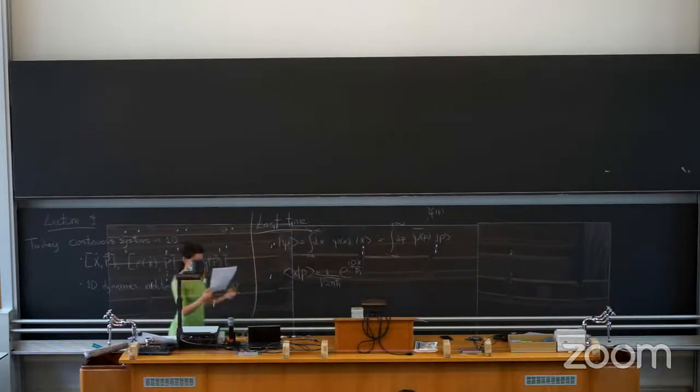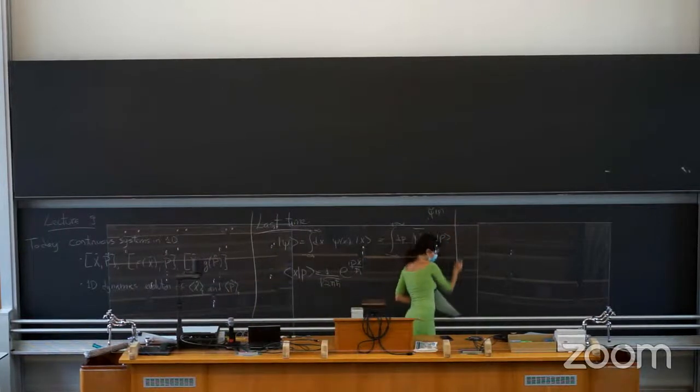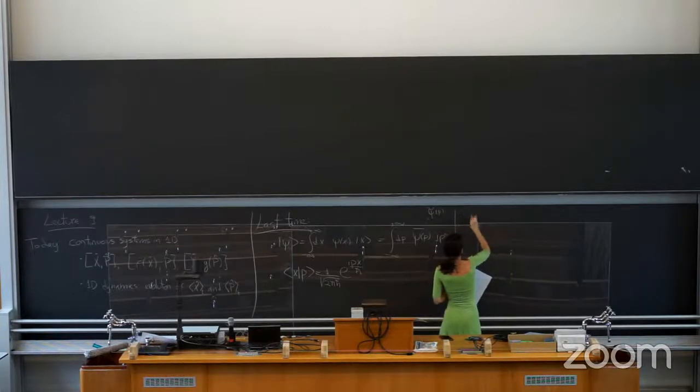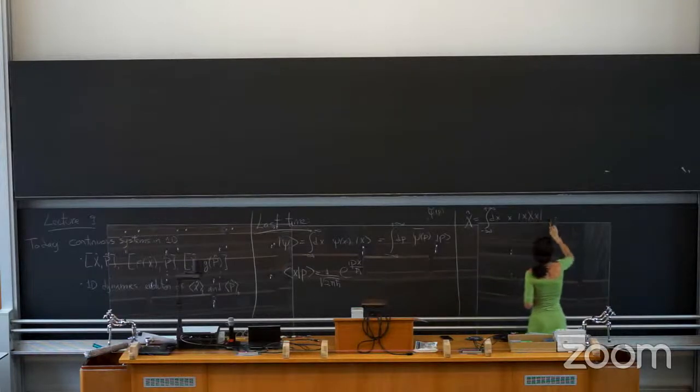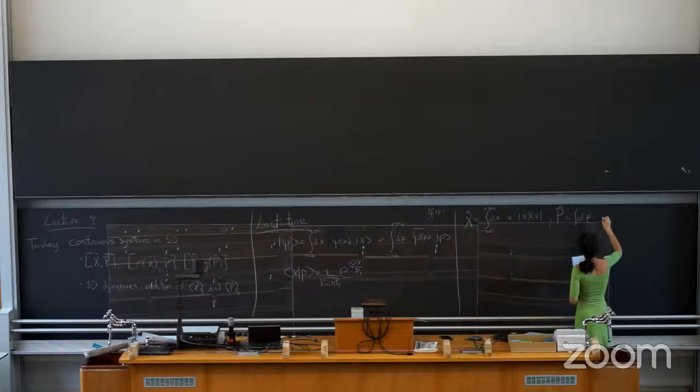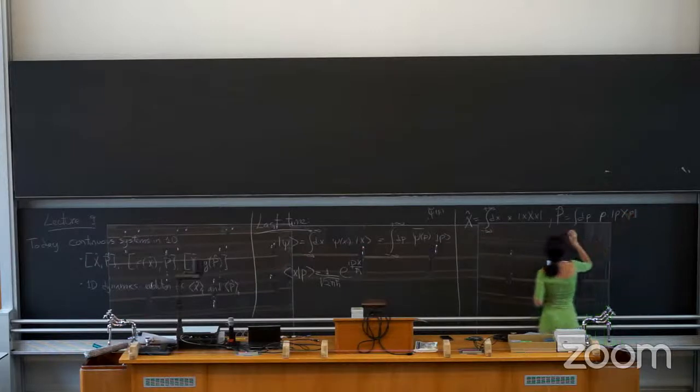That's what we did. And then we introduced the operators, the observables, x and p. So x, and p in the p basis. So x is diagonal in the x basis and p is diagonal in the momentum basis.